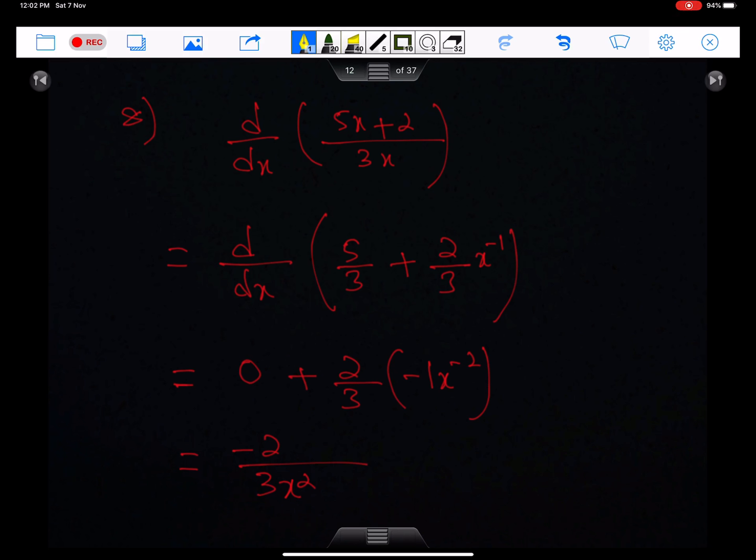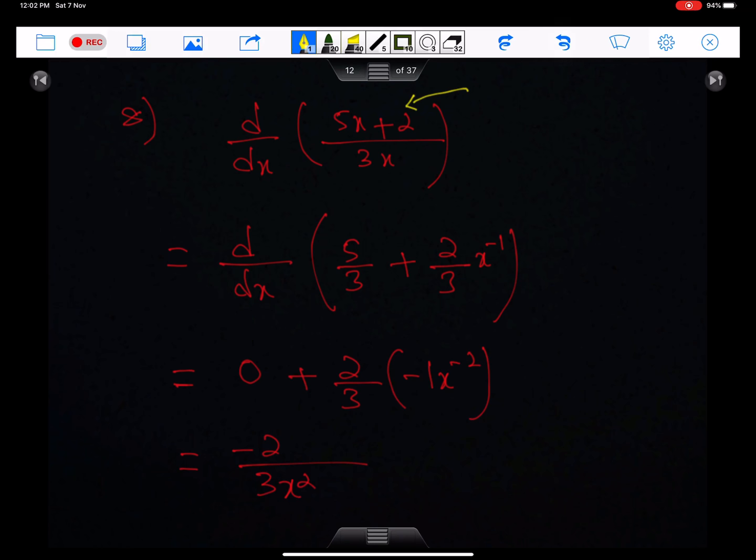Here we need to first simplify this fraction and then we can differentiate it. While simplifying the function, we always copy d upon dx. So always copy d upon dx during this simplification. So it will become 5 upon 3 and 2 upon 3x minus 1. This is the simplified form of the fraction. Now we can differentiate this function. As soon as we differentiate, we remove d upon dx. See, we differentiated 5 upon 3, we remove d upon dx.